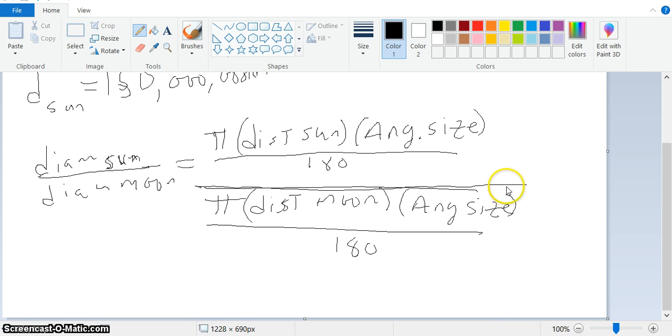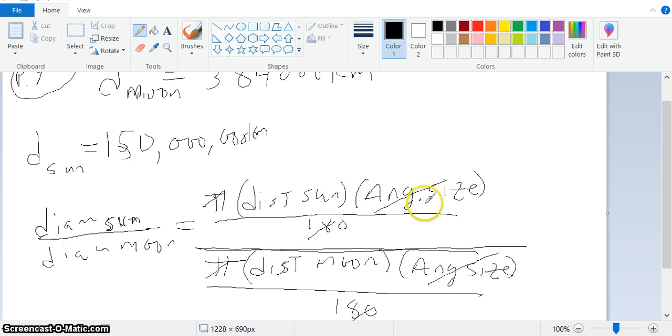Now, since they're both the same angular size, it turns out that they're both about half a degree in size as seen from the Earth. So in this equation, the angular size cancels out, right? And of course, pi cancels out because you have pi in the numerator and the denominator. The 180 cancels out as well. And so what you get is the diameter of the sun divided by the diameter of the moon is simply the distance to the sun divided by the distance to the moon, just because they're the exact same angular size.